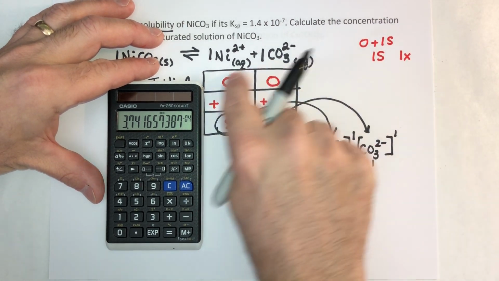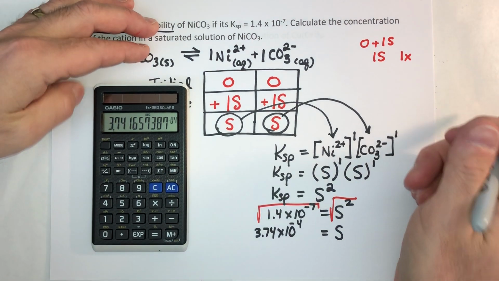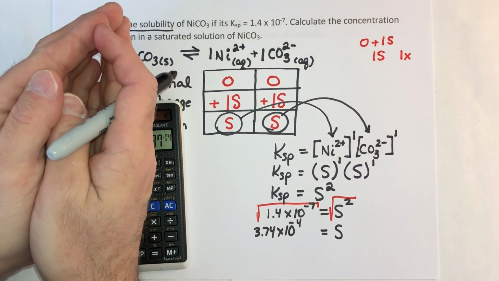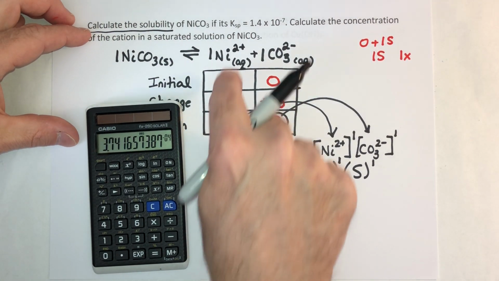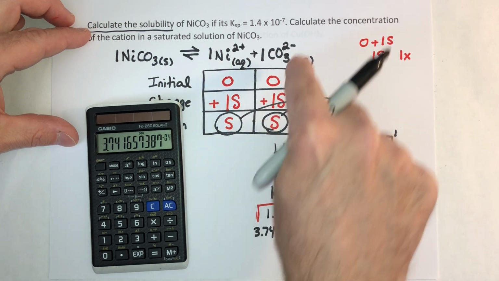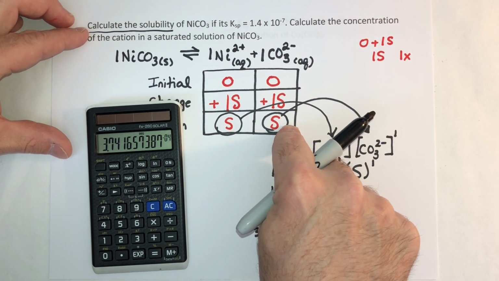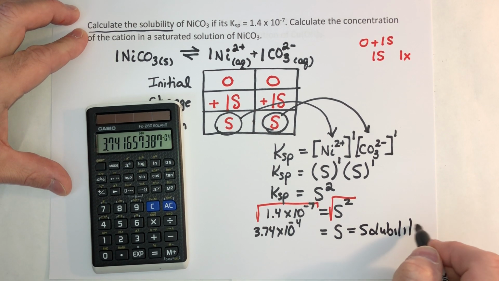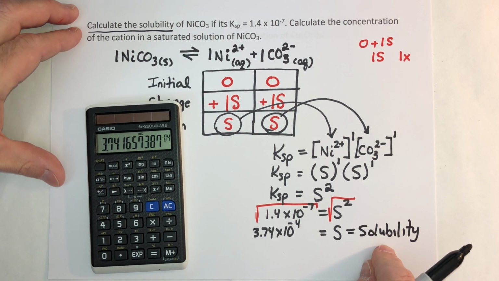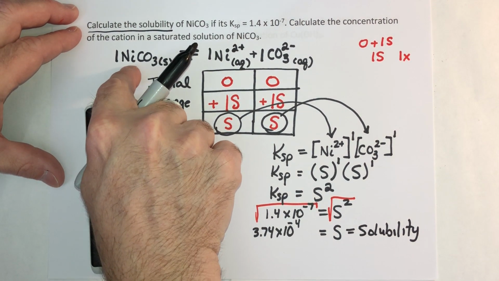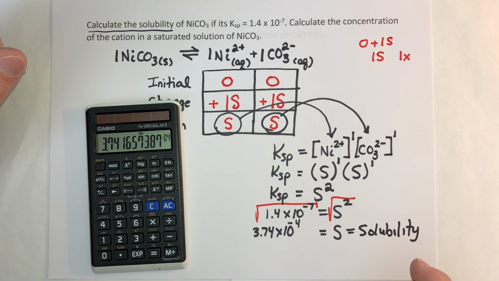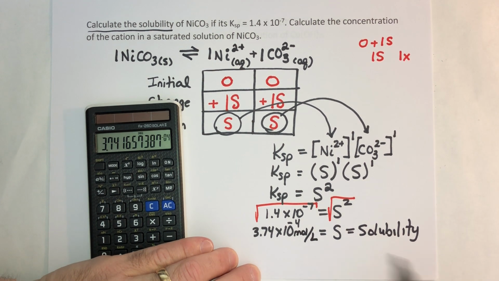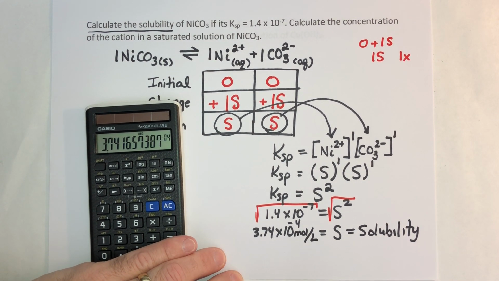Now, the reason why we use an S and we don't use an X is because the S refers to solubility, right? How much of this stuff dissolves? Well, it's right here. How much nickel did you get? I got S of it. How much carbonate did you get? I've got S of it. Your S is your solubility. It is the maximum amount of this solid that you can dissolve in water. Now, solubilities are always measured in moles per liter. So don't forget to throw that in at the end.